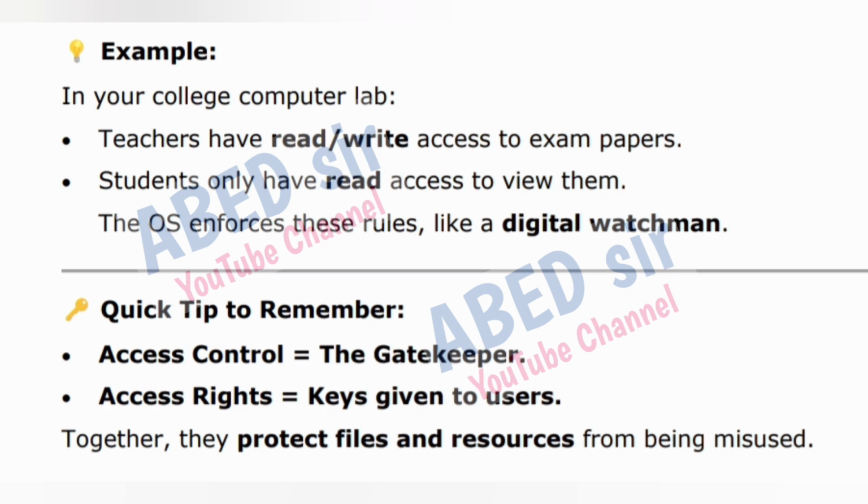The OS enforces these rules like a digital watchman. Quick tip to remember: access control is the gatekeeper. Access rights are keys given to users. Together, they protect files and resources from being misused.